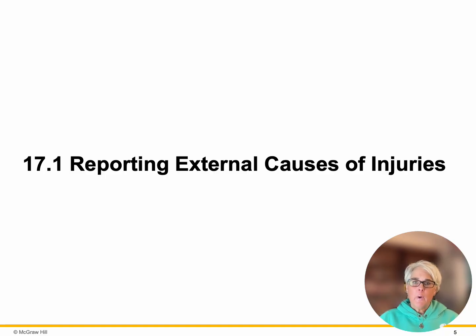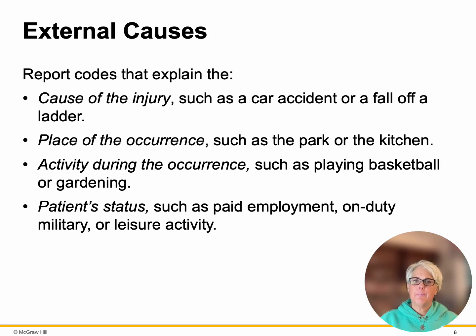Section 17.1 focuses on external cause codes. These are the codes that explain how an injury occurred. Think of the external cause codes as the narrative part of the story. That is, they're added after we've coded the actual injury itself. External cause codes can tell us four main things: the cause, the place, the activity, the patient's status at the time of the event. And these details are valuable for injury research, prevention programs, and sometimes payer reporting.